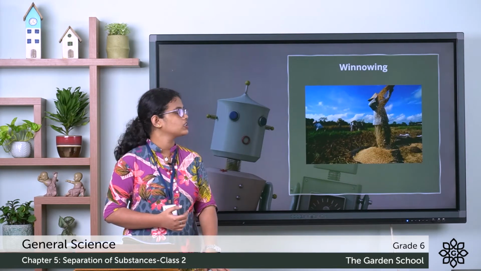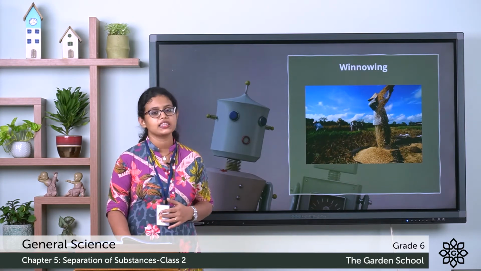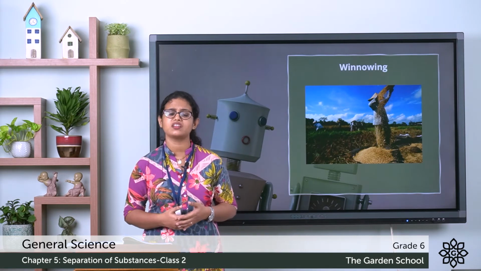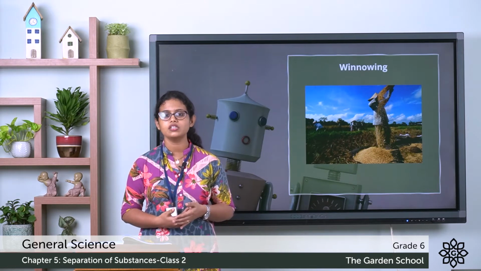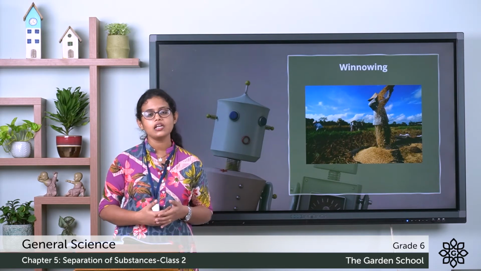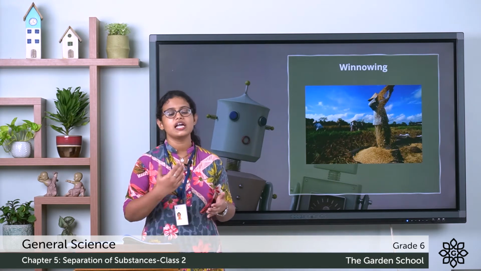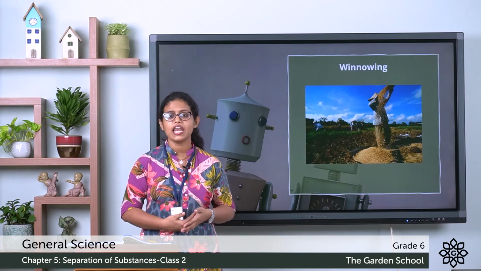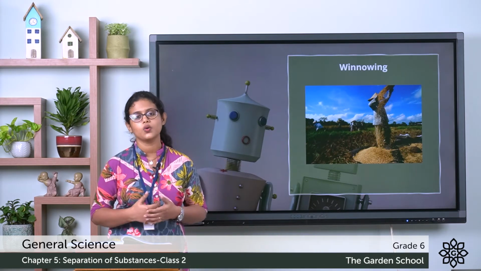Moving to the third method. The third method of separation is winnowing. What is winnowing? It is a method of separating heavier and lighter components of a mixture. Winnowing is the process of separating heavier and lighter components of a mixture. That is called winnowing.